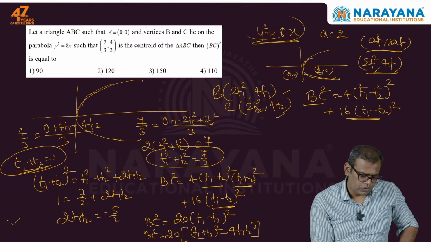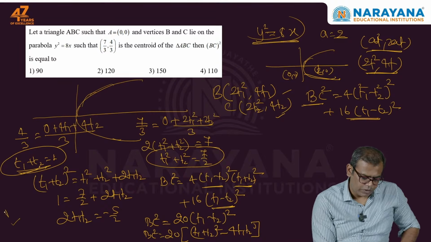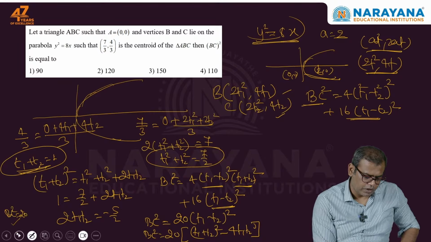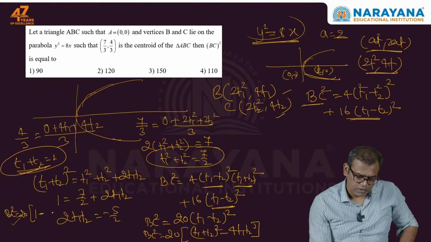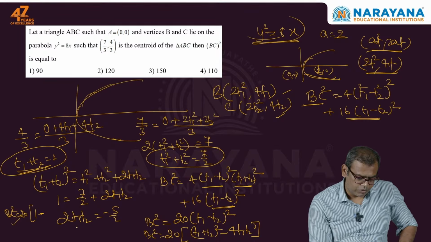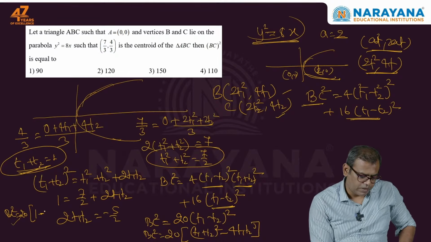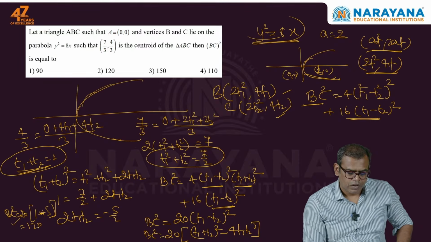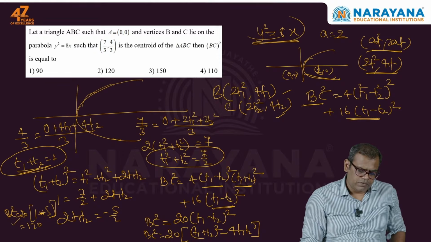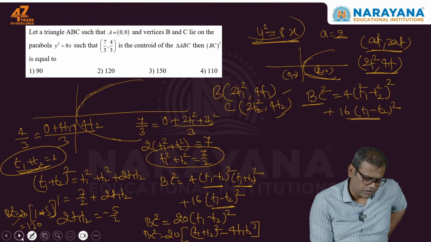So BC square, we don't have the space, so if you write here BC square is equal to 20, and (t1 plus t2) square is 1 minus 4t1t2, right? If you write 4t1t2 it will come minus 5, then a plus 5 will come. So total is 6 and 20, so 120 is the answer, right? So these are known: how to eliminate t1 and t2 is a very popular concept.